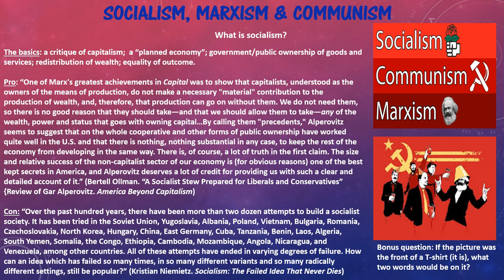On the other side, in a recent book on socialism, and you can see the title at the bottom kind of says it all, Christian Niemietz, Socialism: The Failed Idea That Never Dies. I love the title. He says, and it's pretty clear what he's saying here, over the past 100 years, there have been more than 24 attempts to build a socialist society. It has been tried in the Soviet Union, Yugoslavia, Albania, Poland, Vietnam, Bulgaria, Romania, Czechoslovakia, North Korea, Hungary, China, East Germany, Cuba, Tanzania, Benin, Laos, Algeria, South Yemen, Somalia, the Congo, Ethiopia, Cambodia, Mozambique, Angola, Nicaragua, and Venezuela, among other countries. All of these attempts have ended in varying degrees of failure.